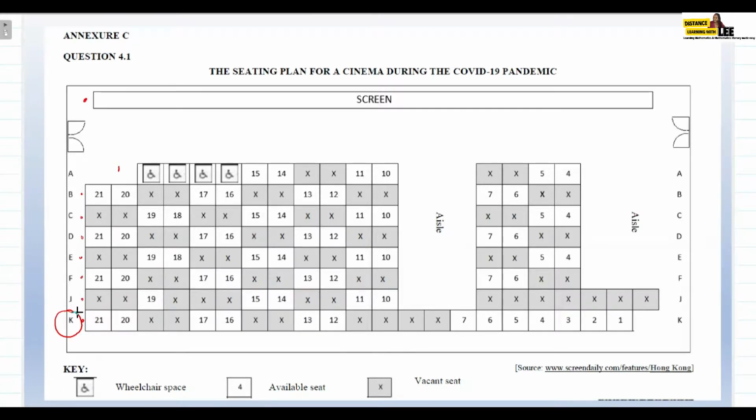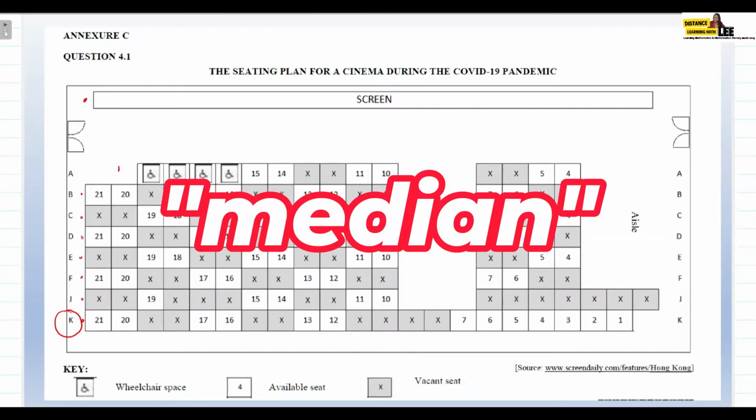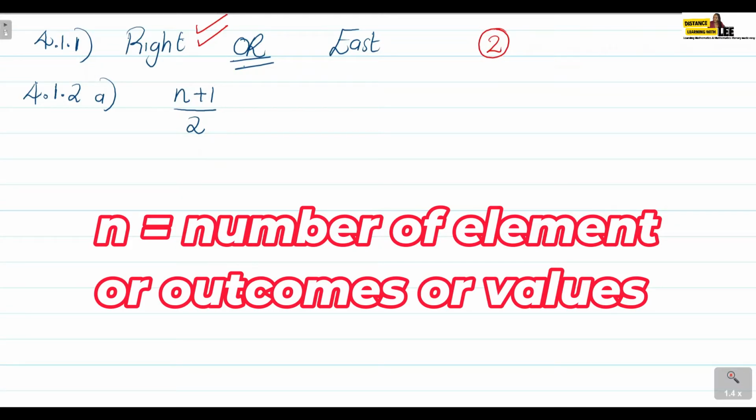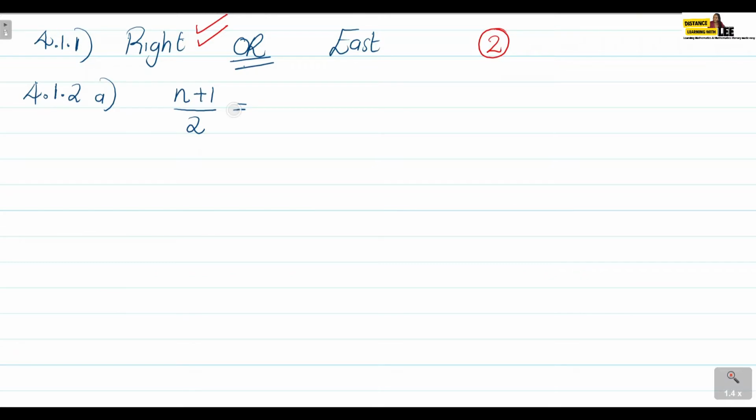In this question, guys, we can apply concepts that we've learned in probability when we are required to determine the median. Just to remind you, when we determine the median, we use the formula n plus 1 divided by 2, where n represents the number of elements or outcomes that we have. Whatever value we obtain from this formula will give us the position of that middle value.